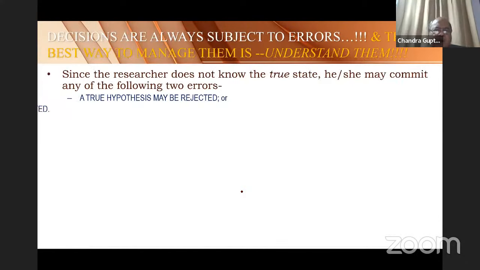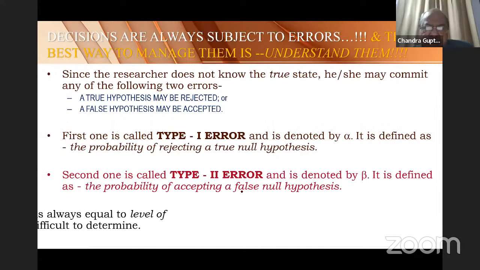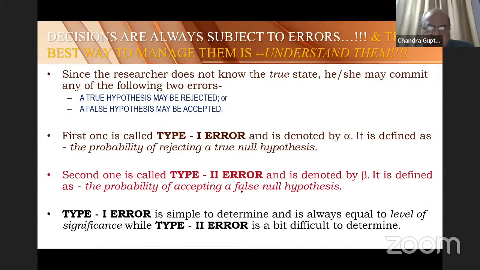And then whenever you do hypothesis testing, that decision is subject to certain errors. It might be possible that a true hypothesis is rejected. If it is so, I commit an error. A false hypothesis may be accepted. That's another kind of error which we are committing.